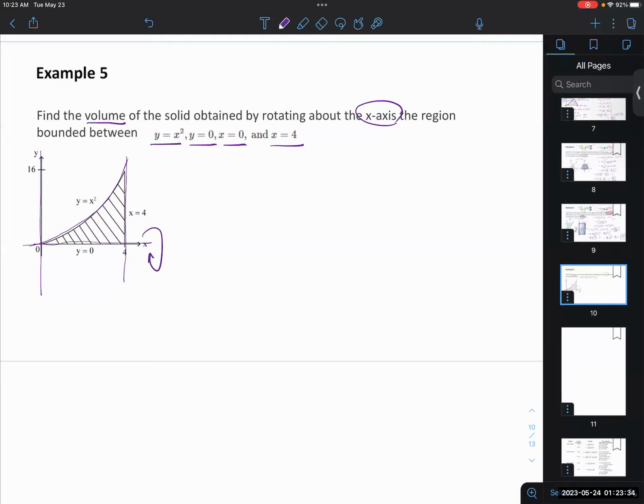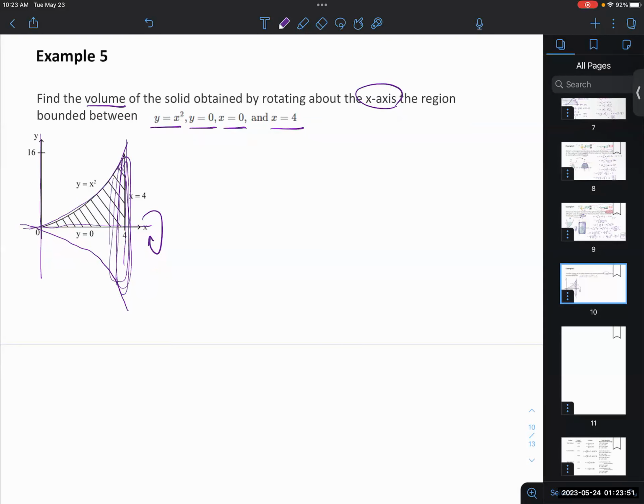If you think about that image, you're going to have something like this: a small cylinder, the next small cylinder, or you can simply find the cross-sectional image. We're going to do two different methods. Can I use the disk method? And can I use the shell method? Let's compare.